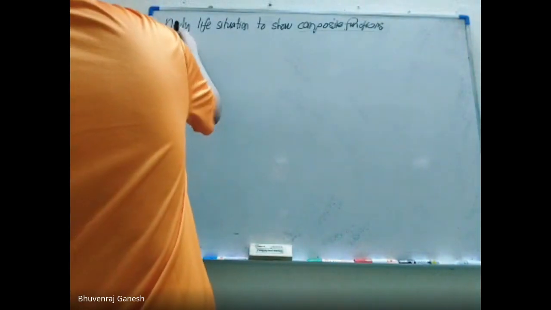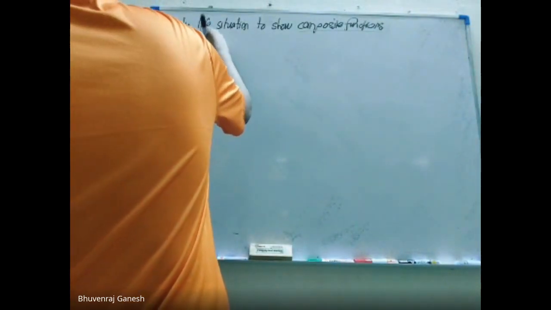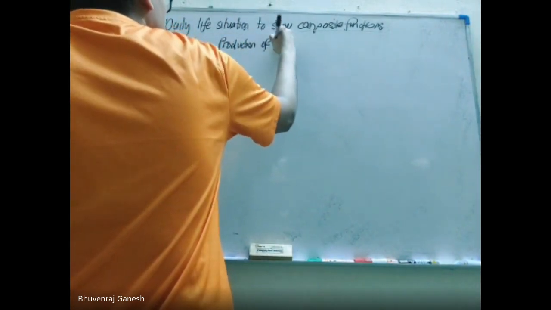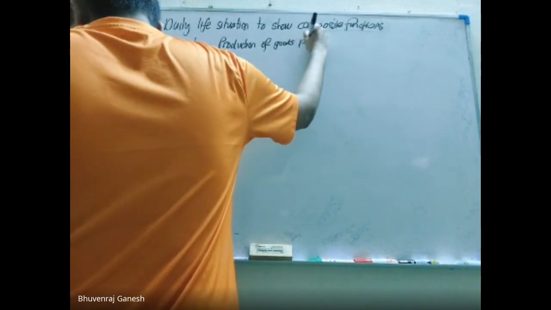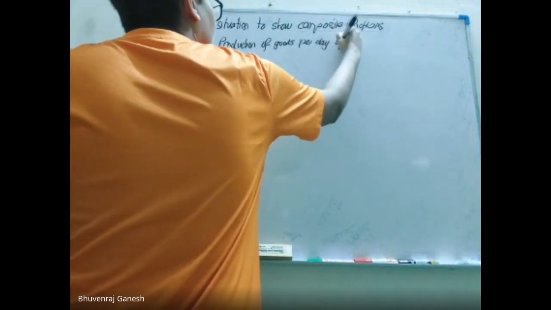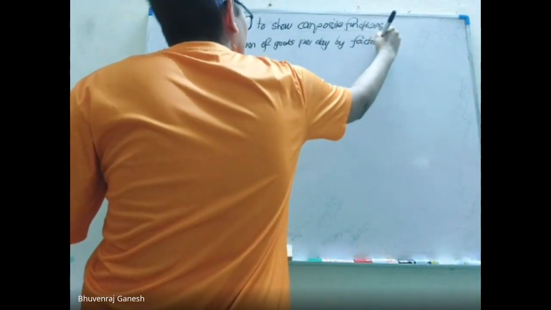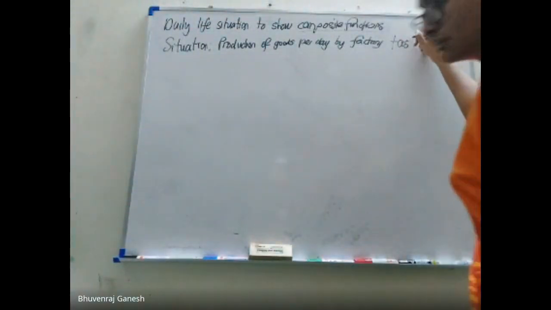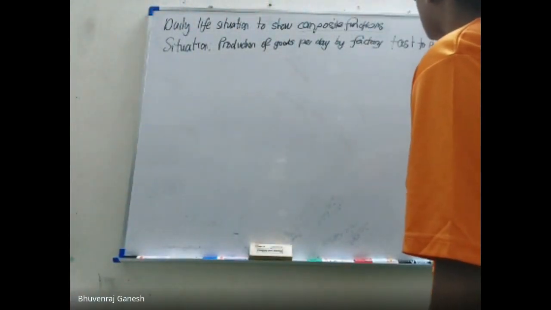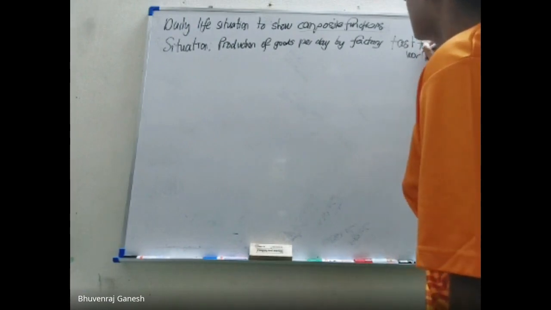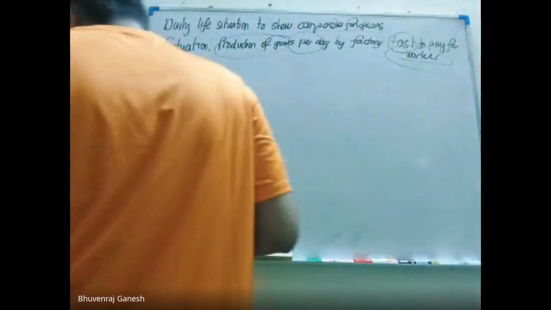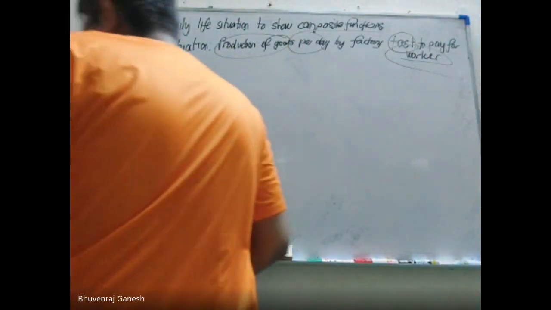So let's say I create the situation here. Situation I give is production of goods per day by the factory. And how to make this question to a composite function is I add another info, which is the cost to pay for each worker. So you see there's many variables going on, production of goods per day and the cost, and also the number of workers. So this is how they create a composite function question.